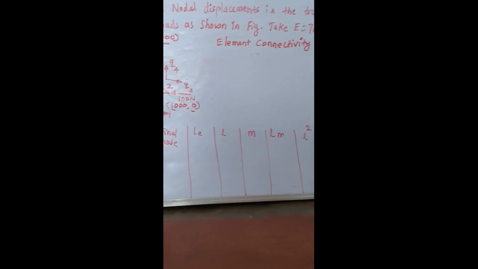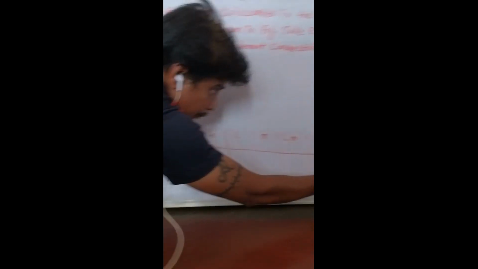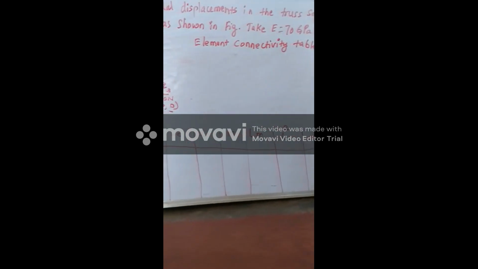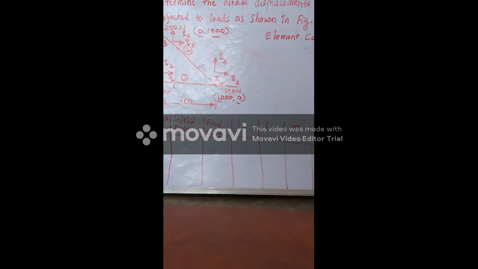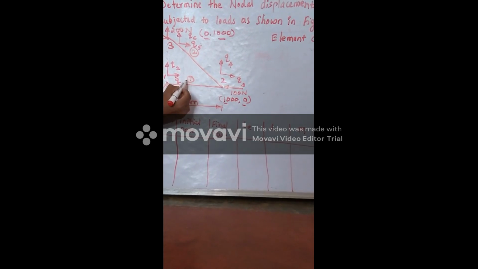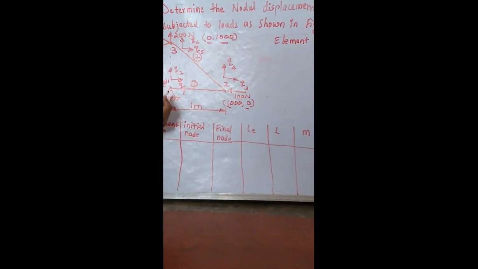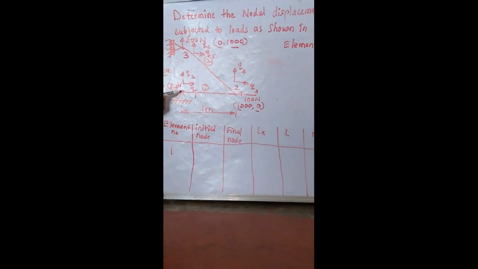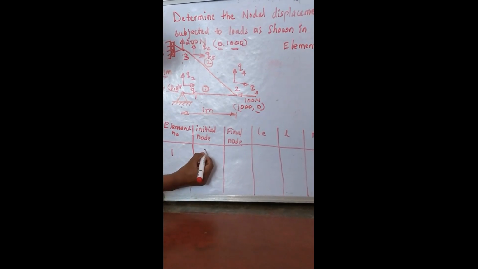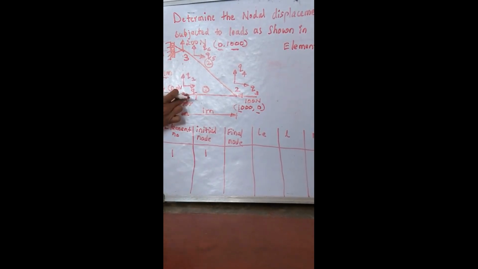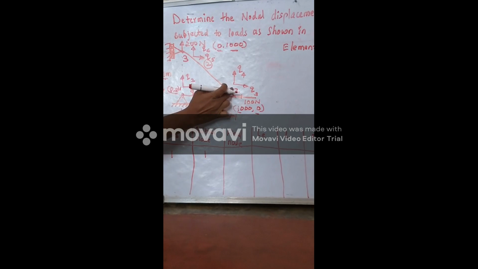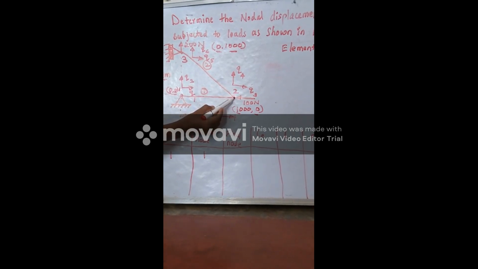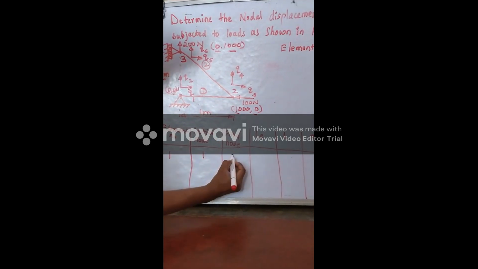So now I'll start from this initial process. Now element number is 1. So this is element number 1. And if you observe the initial node and final node, the initial node is the starting point. So node number 1 is the initial node for element number 1, and node number 2 is the final node for element number 1. So for element number 1, this is the starting point and this is the ending point.